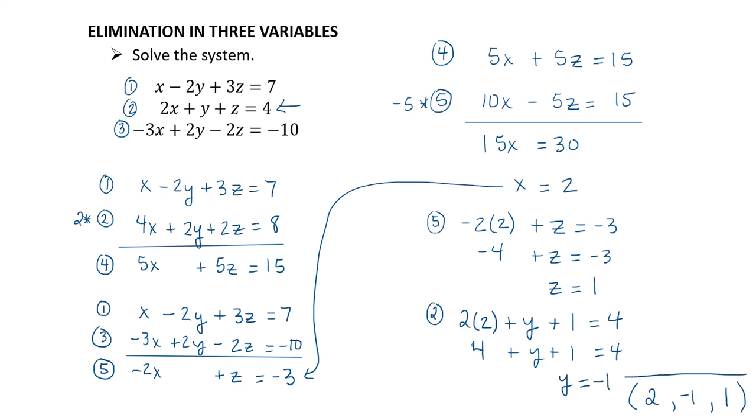So there's my ordered triple, and that's the solution to that system in 3 variables. Again, if you want to check this, you can put that solution into each of those equations and make sure it's a solution to each of them.